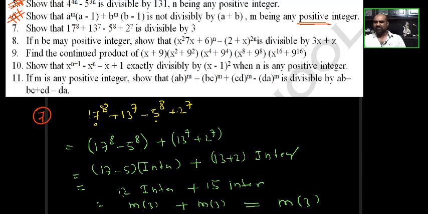So this is a multiple of 3, this is a multiple of 3, meaning the addition is a multiple of 3, the total summation is a multiple of 3. Now I can conclude that 17 power 8 plus 13 power 7 minus 5 power 8 plus 2 power 7 is a multiple of 3. So in the actual ordinary method, Nana, 17 should be multiplied 8 times, plus 13 should be multiplied 7 times, minus 5 should be multiplied 8 times, plus 2 multiplied 7 times.